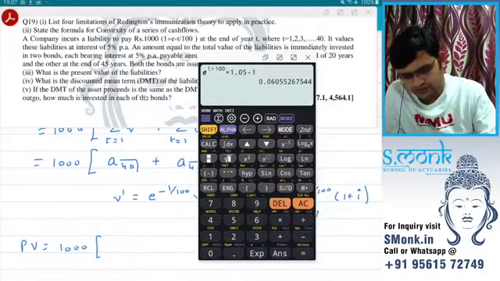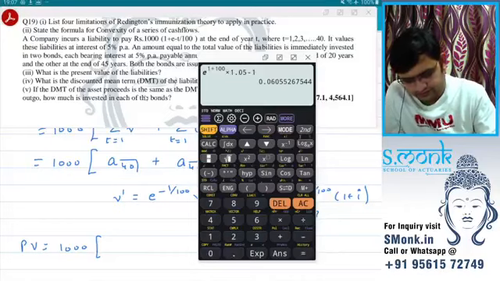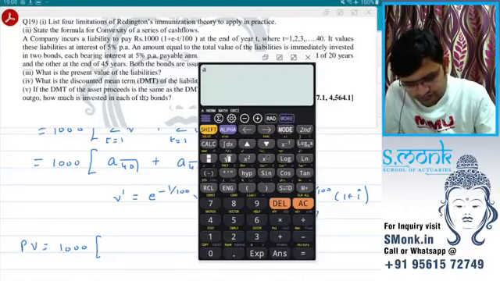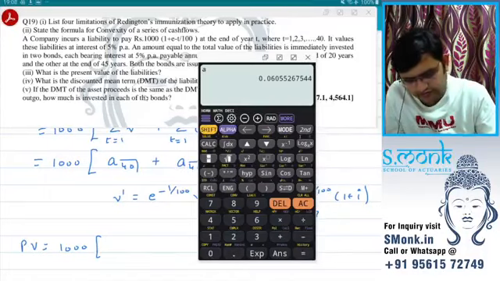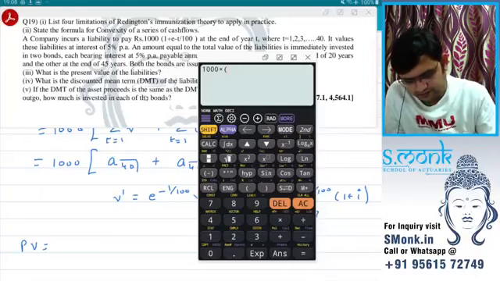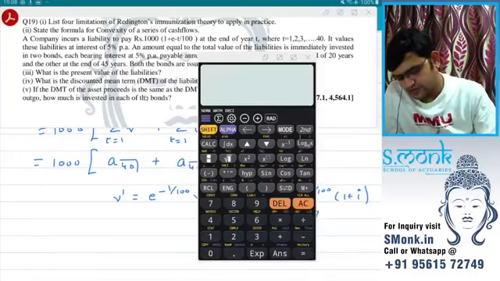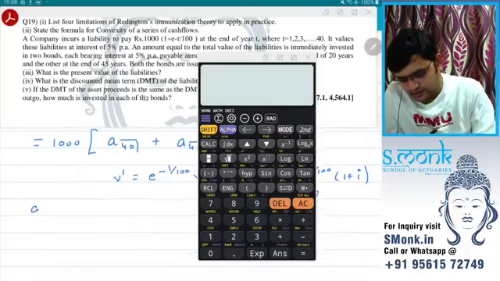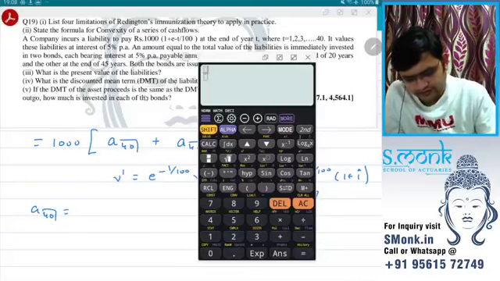So I'll store this. Just check. Okay. I'll calculate both of these separately because I think we'll require these. 40, 5%.